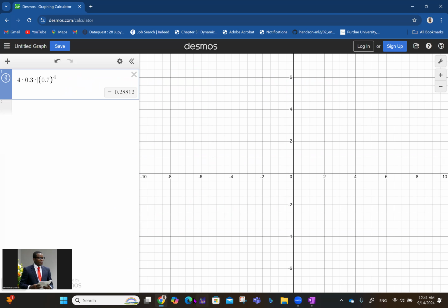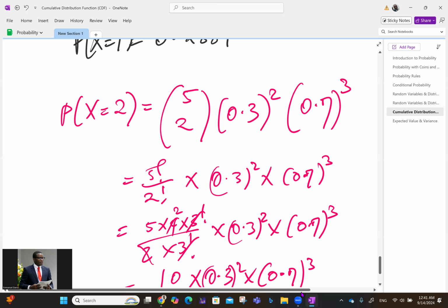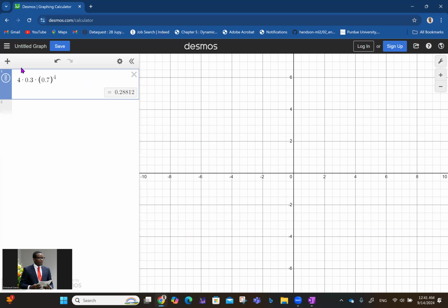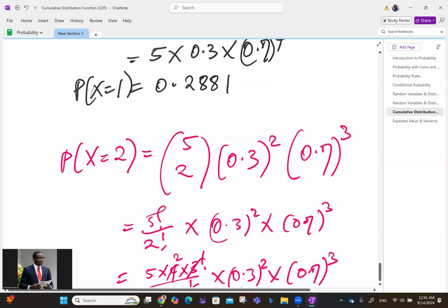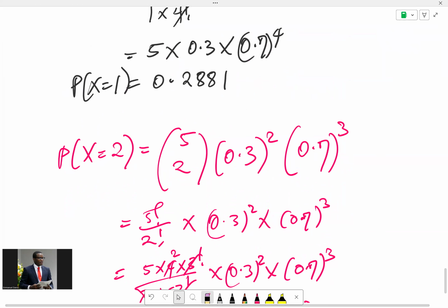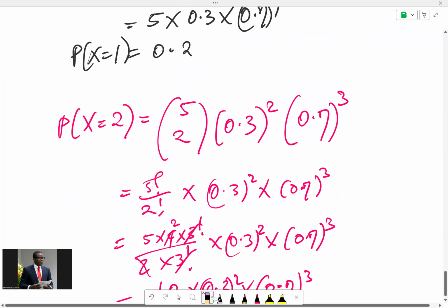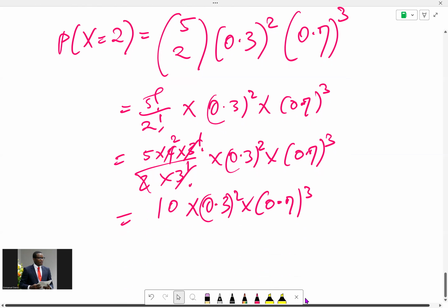Okay, I think something is wrong here. Yeah, something is actually wrong here. This is actually 5 times 0.3. Okay, fine. That is 0.3602. So this is actually 0.3602.